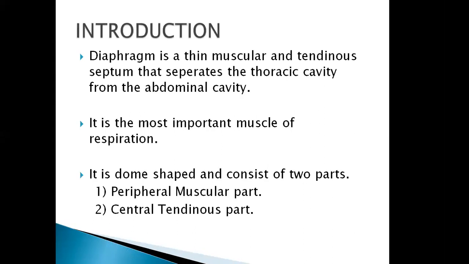Diaphragm is one of the most important muscles of respiration. Now the shape is dome shape, and it consists of two parts, the peripheral portion and the central portion. The peripheral portion is muscular, while the central portion is tendinous in composition. Again, diaphragm is a thin, muscular, tendinous sheet that separates the thoracic cavity from the abdominal cavity. This is a partition between the thoracic cavity and the abdominal cavity. It is a dome-shaped structure consisting of two parts: the peripheral part, which is muscular, composed of muscles, while the central part is tendinous, composed of tendon.